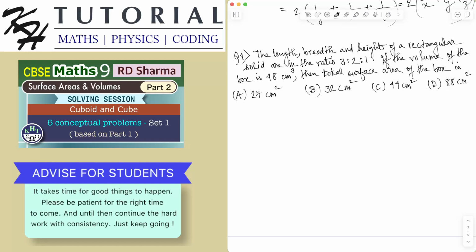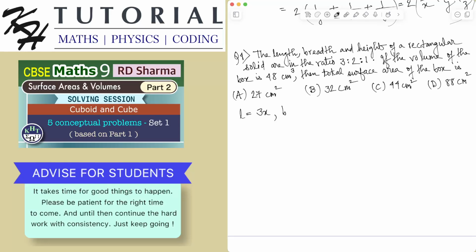Question number 4. The length, breadth and height of a rectangular solid are in the ratio 3:2:1. If the volume of the box is 48 centimeters cube, then total surface area of the box is. Now the ratio of the three dimensions are given, and we also know that the product of the three dimensions is equal to volume. Applying the concept of ratio and proportion, we can easily find the length, breadth and height. So let's say the length based on the given ratio is 3x. I am ignoring the units. I hope you will understand. Actually it will be 3x centimeter.